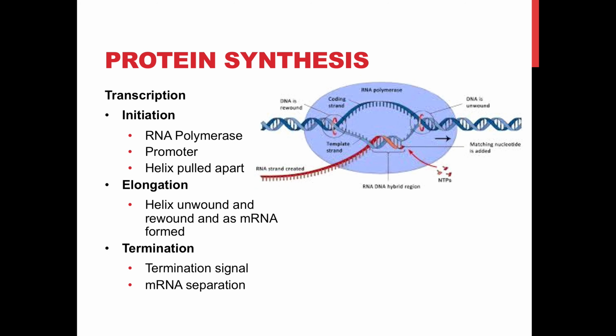Okay, termination. This is step 3. When the polymerase reaches a special base sequence called a termination signal, transcription ends and the newly formed mRNA separates from the DNA template. So now we have an RNA template that can leave the nucleus that matches the coding strand, which codes for a particular protein perfectly. It matches the DNA code perfectly. It has U's instead of T's, but it will still code for the right amino acids.